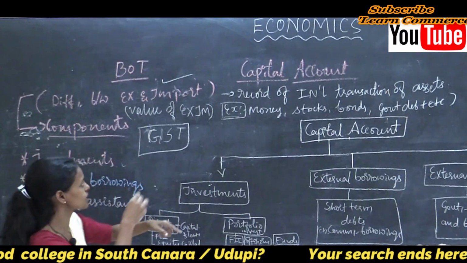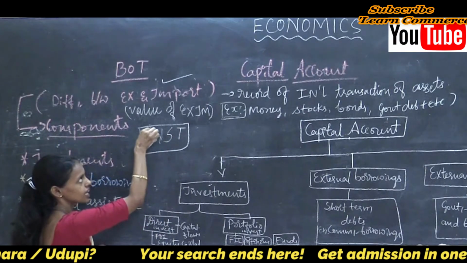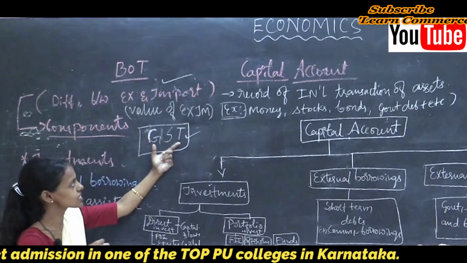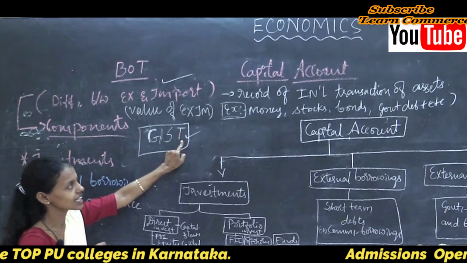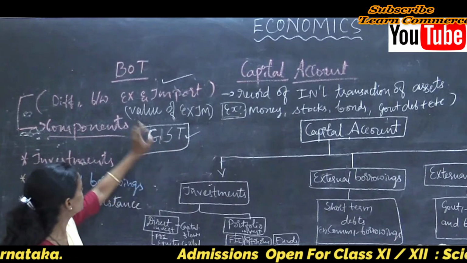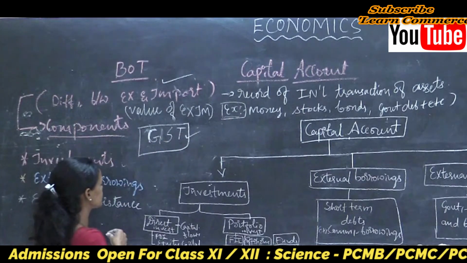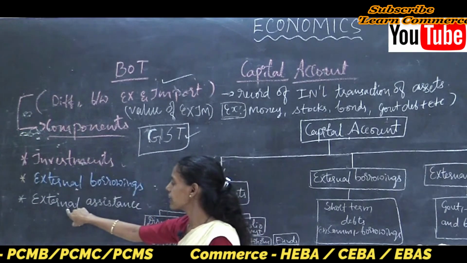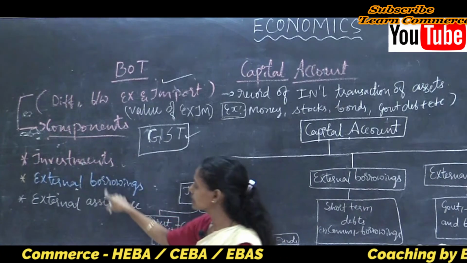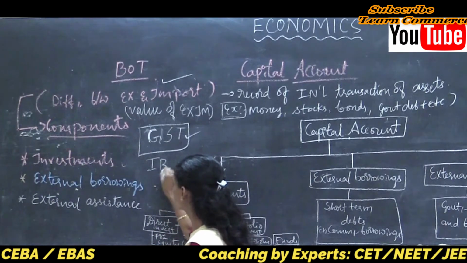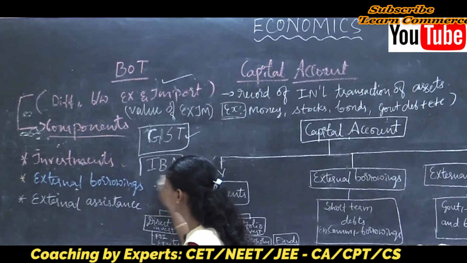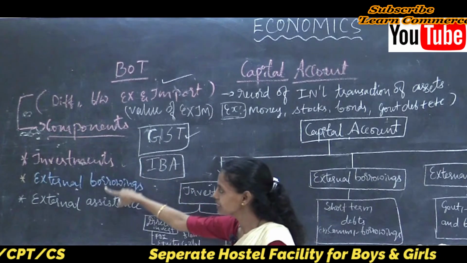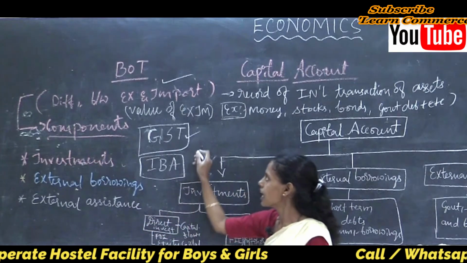Current account and capital account are always very confusing. So you can remember this easily with the formula GST. Current account includes trade in goods, trade in service and transfer payments, and components of capital account include investment, external borrowings and external assistance, IBA. Easy to remember through the formula IBA. It means investment, borrowings, assistance: investment, external borrowings, external assistance.